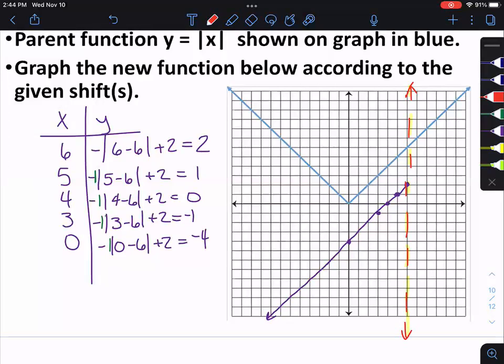So now I'm going to reflect points across. So I'm going to have a point here, here, here. And here. Then I'm just going to connect to the right. And that right there will be my final graph.